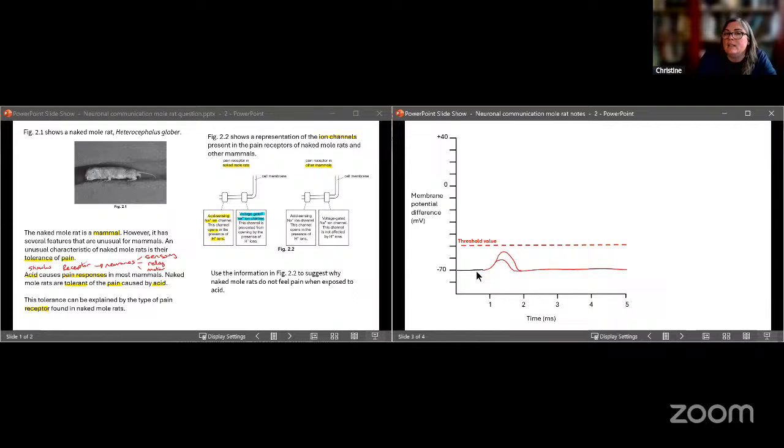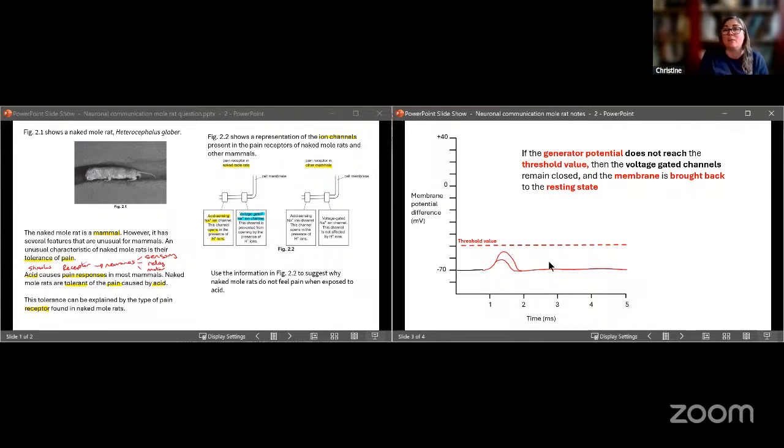So your resting state is minus 70 millivolts, and only once the threshold value has been reached will they open. Because we're talking about receptors, if the generator potential does not reach the threshold value, then the voltage-gated channels will remain closed, and the membrane will be brought back to that resting state by the sodium-potassium pump. So that's really important that we keep that in our mind.